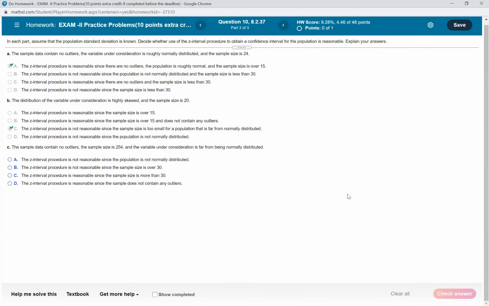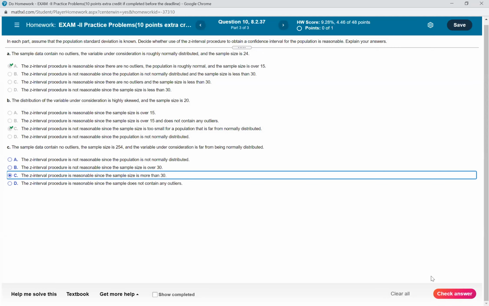Okay, the sample data contain no outliers. Sample size is 254, which is large, and the variable under consideration is far from being normally distributed. Okay, so if there are no outliers, and even though it is far from a normal distribution, the sample size is very large, 254, so we can use the Z interval. The Z interval procedure is reasonable since the sample size is more than 30, right? Yeah.